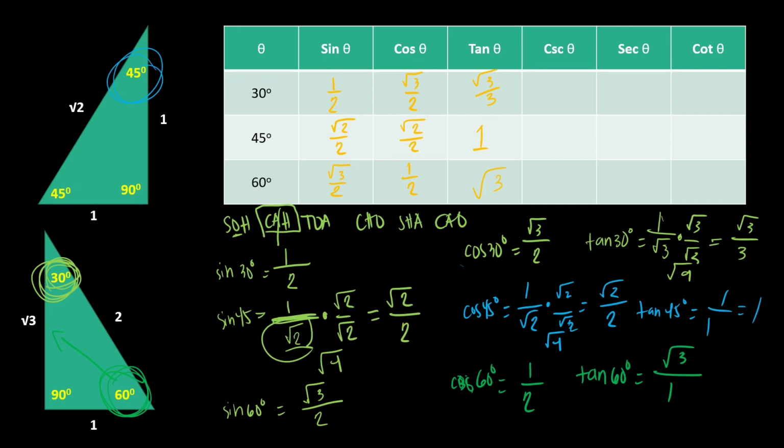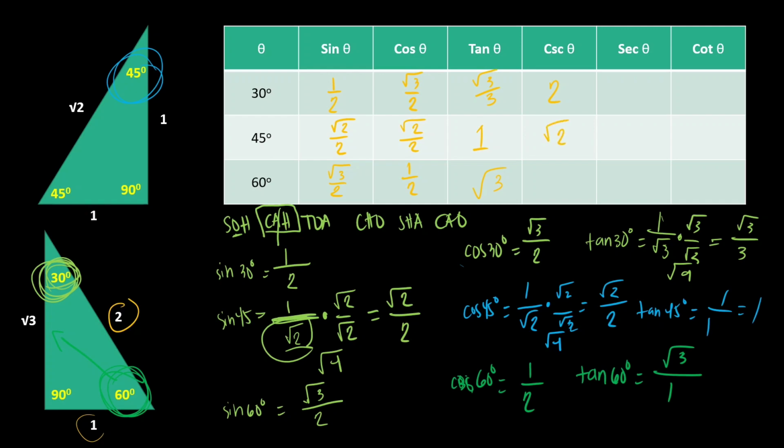Now here we go to cosecant, secant, and cotangent. Try to solve these and see if you can answer them. Cosecant 30 degrees is hypotenuse over opposite, so 2 over 1 is 2. For cosecant 45 degrees, the hypotenuse is square root of 2 and the opposite is 1, so square root of 2 over 1, therefore square root of 2.